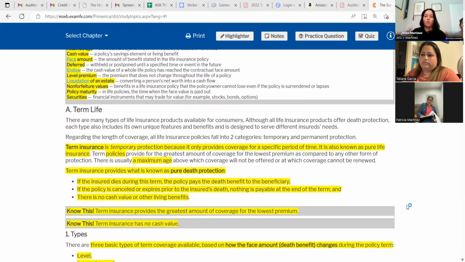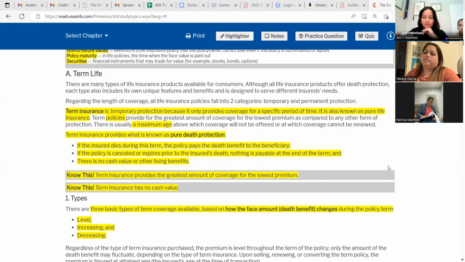Whole life, it's for your whole life. Completely. That's literally what it means. Whole life, until the day you die, you're covered. Term life, for the term that you're purchasing. Term insurance provides what is known as pure death protection. Purely covers you if you die. That's basically what that means.